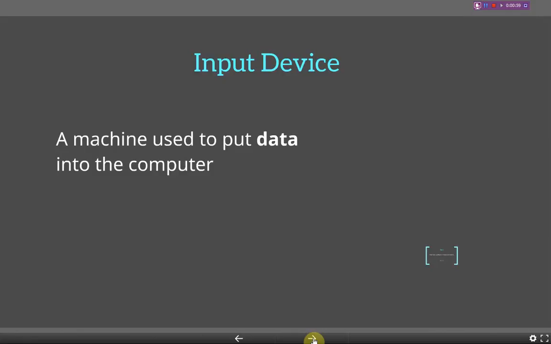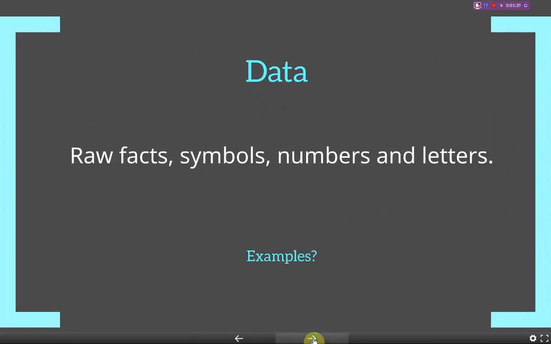Now, data and information are two different things, and that's one thing we're going to look at in this worksheet. So if data and information are two different things, think for a minute, what do you think data is? Data are the raw facts, symbols, numbers, and letters that you put into your computer. So when you type a paper, all of those letters you're putting in, those are data. Okay. When you click on something, you're inputting data. Take a minute and jot that down on your piece of paper.